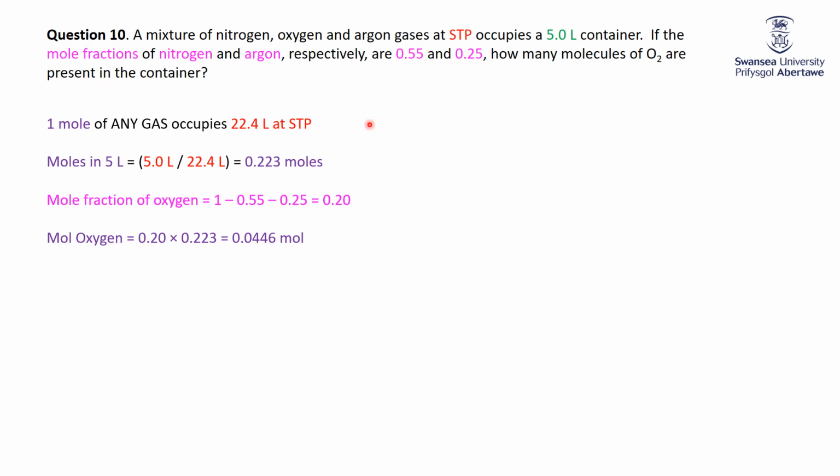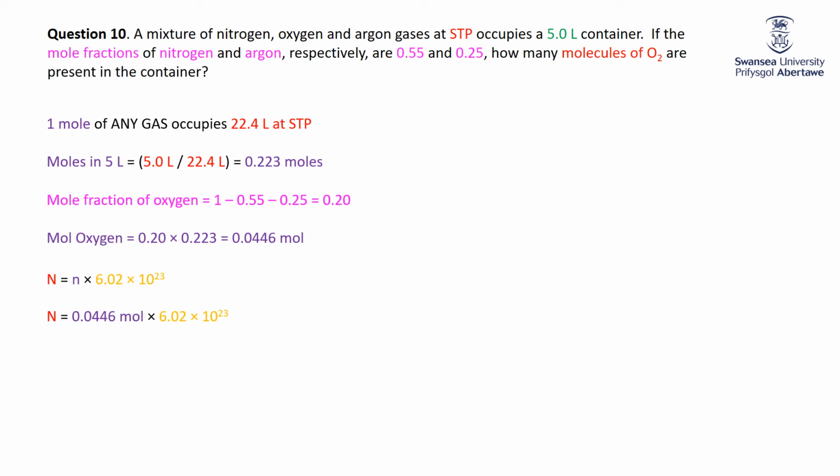Now that's the toughest part about the whole thing, just stepping through it. First of all, we know all about STP, so we can figure out the total number of moles. Once we know the total number of moles, we can figure out what fraction of those are oxygen and then apply that. Then of course, once we've got moles, moles converts to molecules quite simply: molecules is moles times 6.02 times 10 to the 23. So 0.0446 moles times 6.02 times 10 to the 23 gives us 2.68 times 10 to the 22 molecules of O2. So an application of molar volume and then just thinking your way through it.